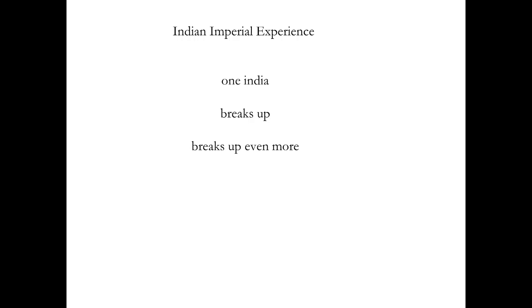The subcontinent was united in 1945. From the Indus to Bengal, from the Himalayas to the sea. It was one country. It was the British Raj. It was a colony. It was imperialist ownership. So it was run by British white people.